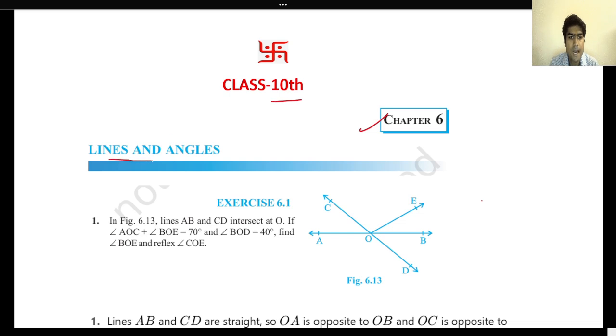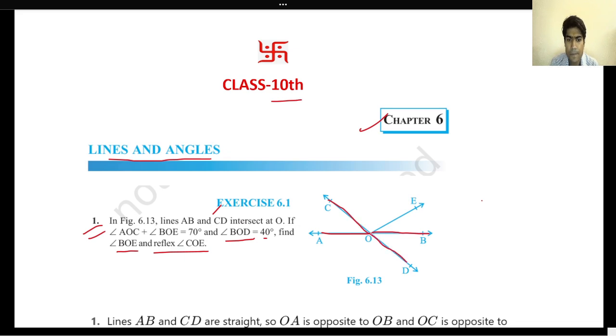The name is Lines and Angles, exercise 6.1, question number 1. So let's begin with question number 1. Lines AB and CD intersect at O. If angle AOC plus angle BOE is equal to 70 degrees, and angle BOD equals 40 degrees, find angle BOE and reflex angle COE. So this is our line AB, and this is our line CD.